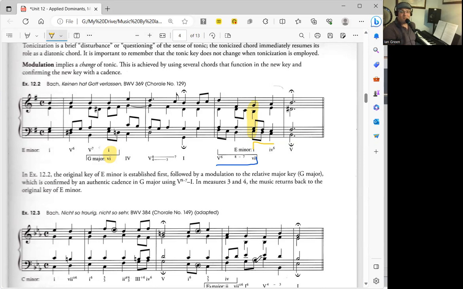So I do hope this tutorial has been helpful for you to outline some of the various aspects, especially using pivot chords, and help to hear things a little bit more clearly as well.